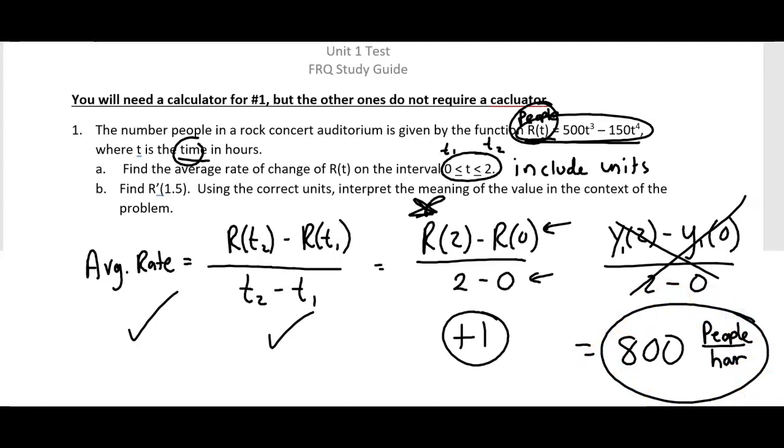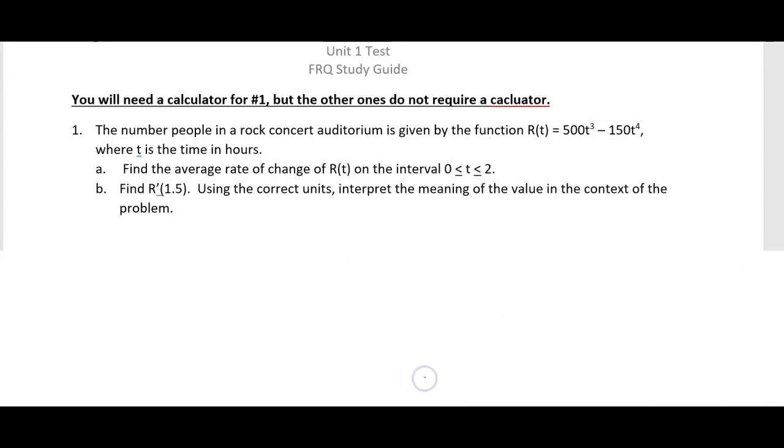So the average rate of change of the number of people is 800 people per hour. And since it's positive, that means it's increasing. So the number of people in this gymnasium for the rock concert, or whatever it is, the auditorium, is increasing by 800 people every hour, basically. Okay? Let's go ahead and look at the second part of the problem now.